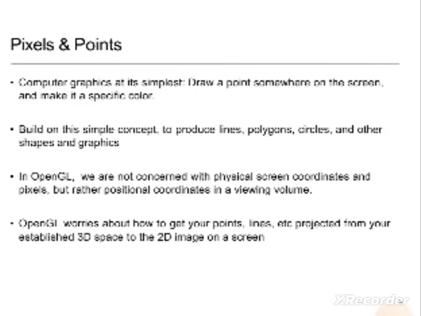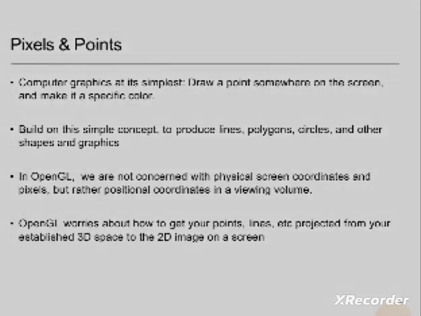Computer graphics, at its simplest, draws a point somewhere on the screen and makes it a specific color. Building on this simple concept, we produce lines, polygons, circles and other shapes and graphics. In OpenGL, we are not concerned with physical screen coordinates and pixels, but rather positional coordinates in a viewing volume. OpenGL worries about how to get your points, lines, etc. projected from your established 3D space to a 2D image on a screen.